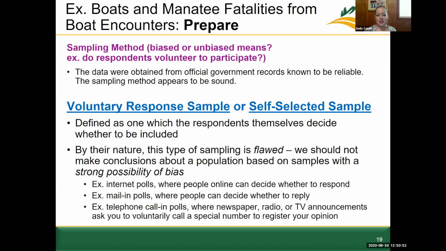Telephone call-in polls, where newspaper, radio, or TV announcements ask you to voluntarily call in and let them know your opinion. Not always, but occasionally if somebody is more opinionated, either strongly for or against something, they might feel more like they want to call in and voice what they have to say. So these are all examples of biased samples or sampling methods. Try to think of some more related to maybe your area of interest.